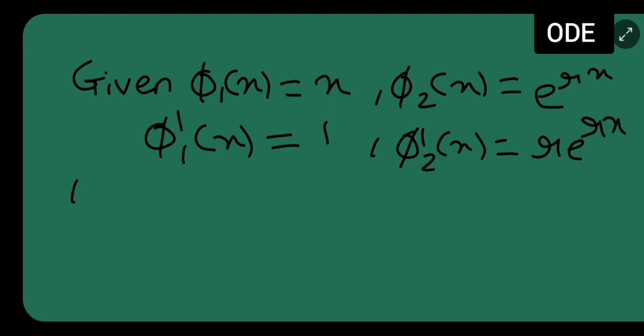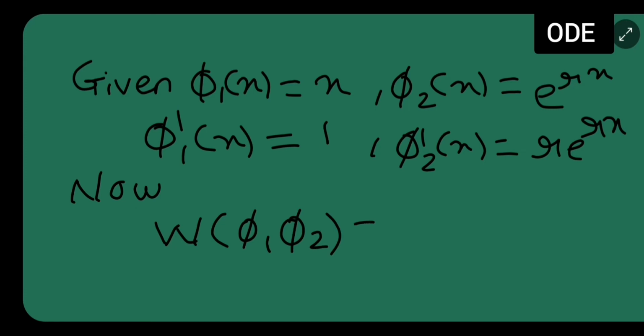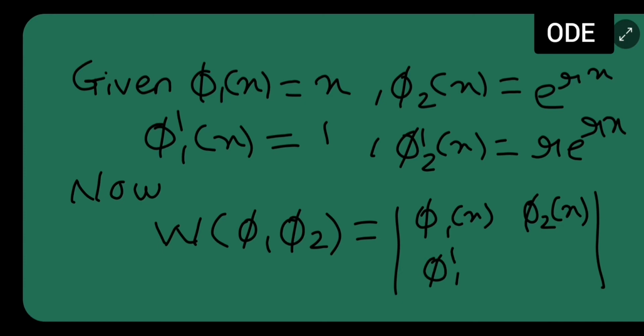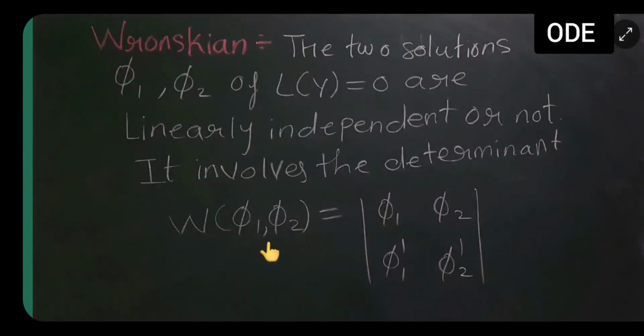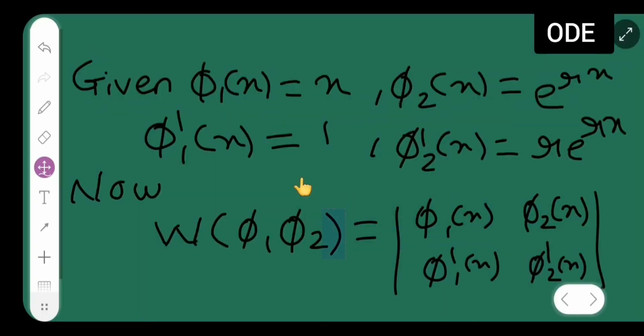Now we need to find the Wronskian of phi1, phi2, which is the determinant of phi1 of x, phi2 of x, phi1 dash of x, phi2 dash of x. I have already given this to you all. Let me do this on the next page.